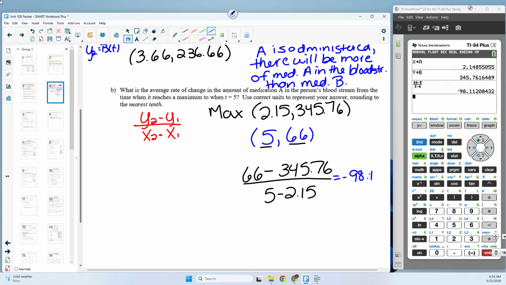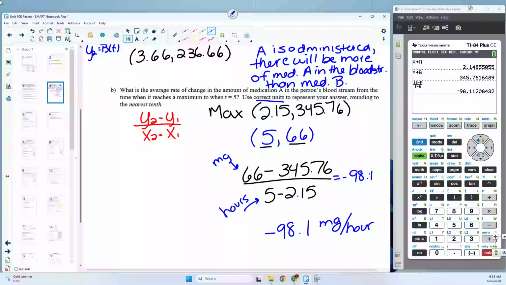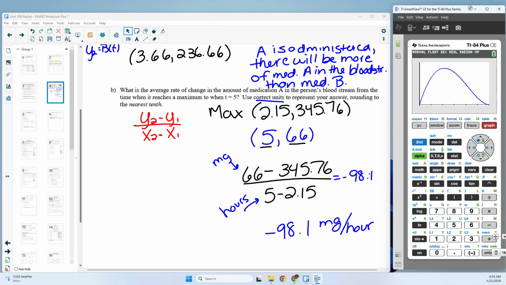Looking back, I don't have to explain it, but I do have to use correct units. So this is going to be negative 90.1. If I look back at these numbers, the top numbers are milligrams of medication, and the bottom numbers are time, and that's in hours. So we're doing milligrams divided by hours, or milligrams per hour. So if we were going to explain this in the context of the problem, medication A over this time interval is decreasing by 90.1 milligrams per hour. If I look back at my graph, right, I can see that decrease. I know my Y scale, I went all the way up to 400, so that does sound like it makes sense.